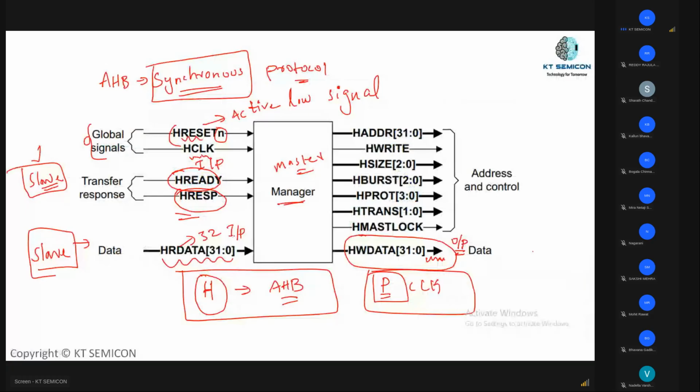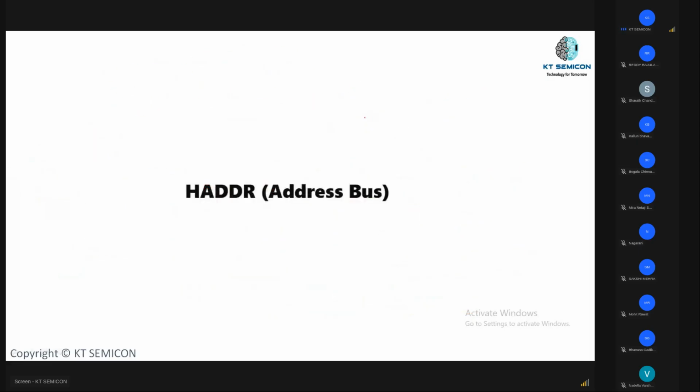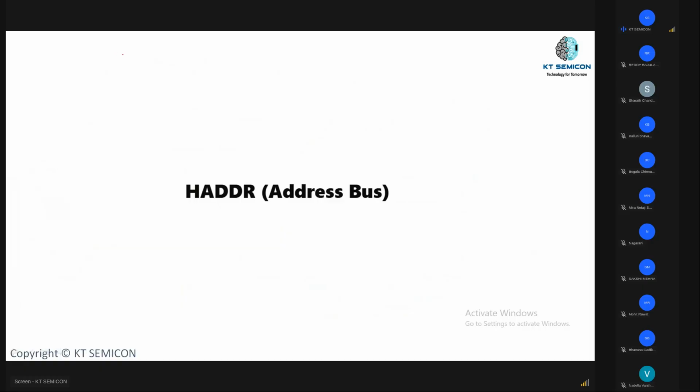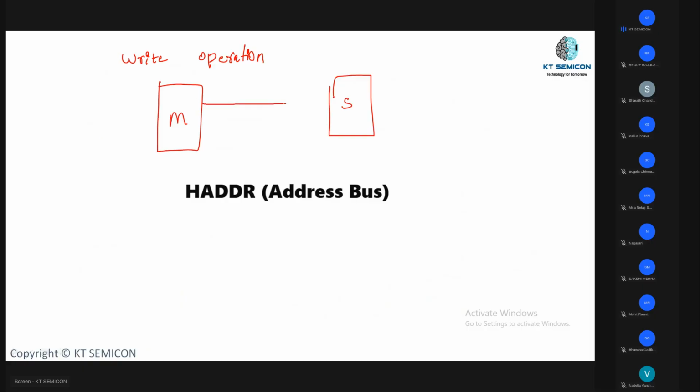Now, coming to one more signal, which is known as HADDR, which is known as address bus. In the AHB protocol, let's say we are performing some write operation. Let's say this is our master and this is our slave. We are going to use our HW data bus, well and good.